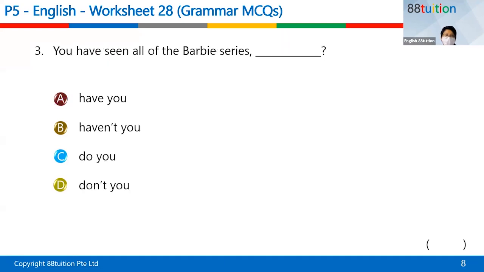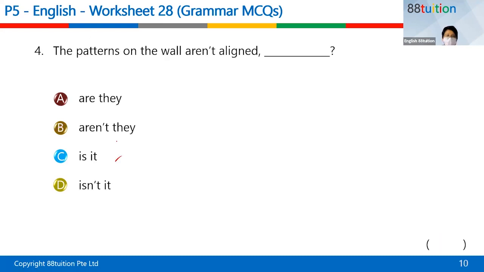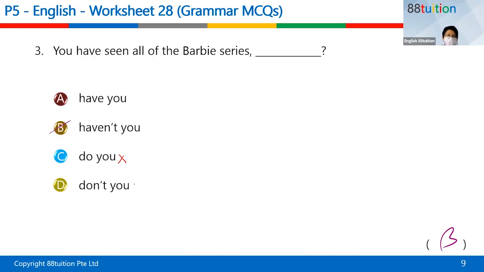You have seen all of the Barbie series. This is positive, and this one will be negative, and you have to use the have. So these two are out, right? Seven answers so far. Okay, B. Yep, the answer is this. This one will be negative, because this is positive, and it's got to do with have. All right, great. So you understand it. Very nice. Very good. Next one, number 4.